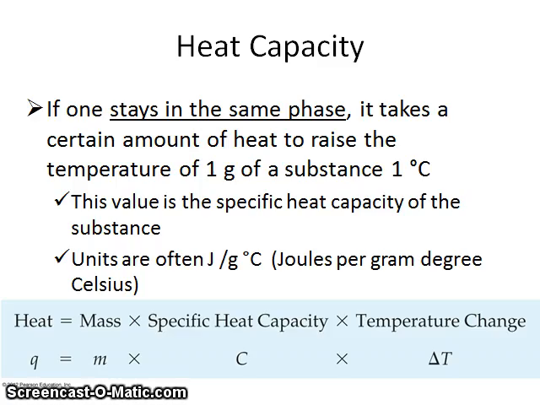The idea of heat capacity helps us to relate the amount of heat with a temperature change. With heat capacity, we must remain in the same phase. The specific heat capacity of a substance is the amount of heat required to raise the temperature of 1 gram of the substance 1 degree Celsius, or 1 Kelvin. Remember that the size of 1 Kelvin is the same as the size of 1 degree Celsius. The two scales are just offset by 273.15 degrees.